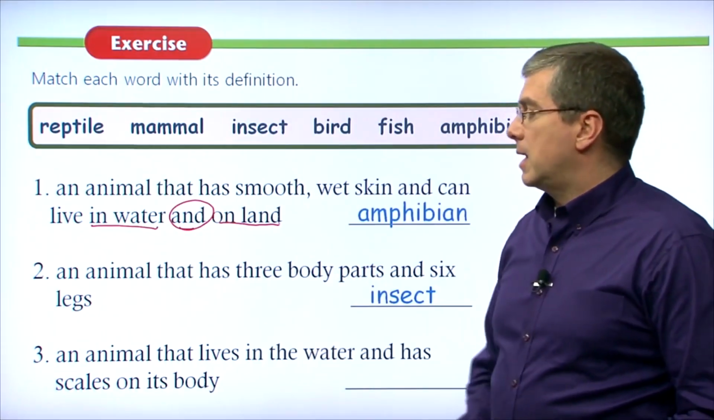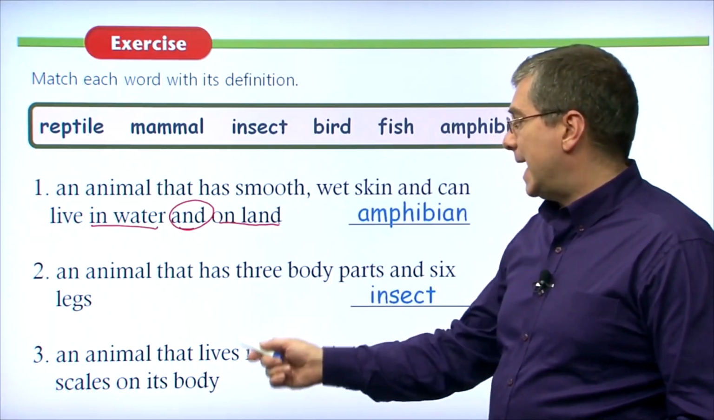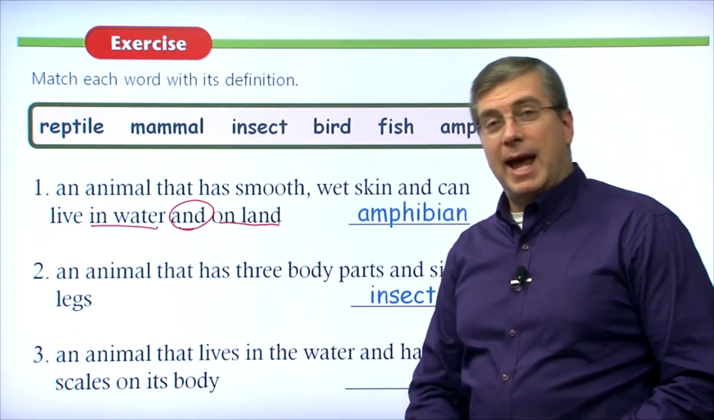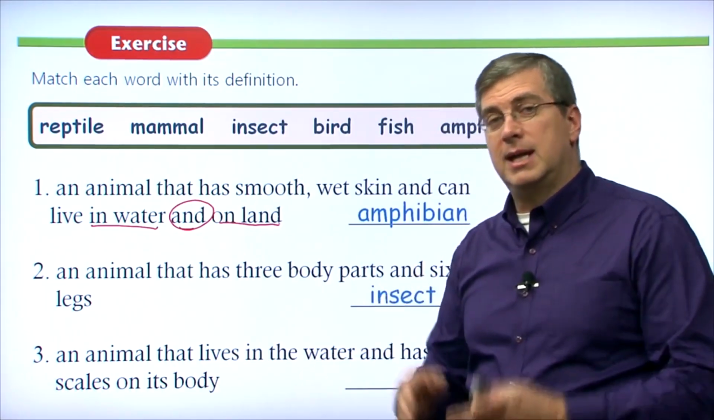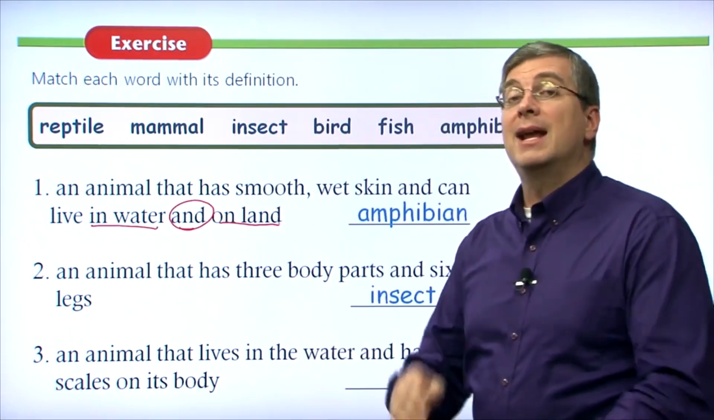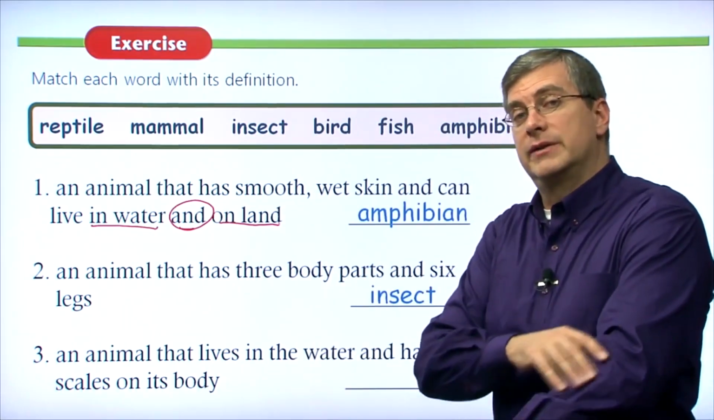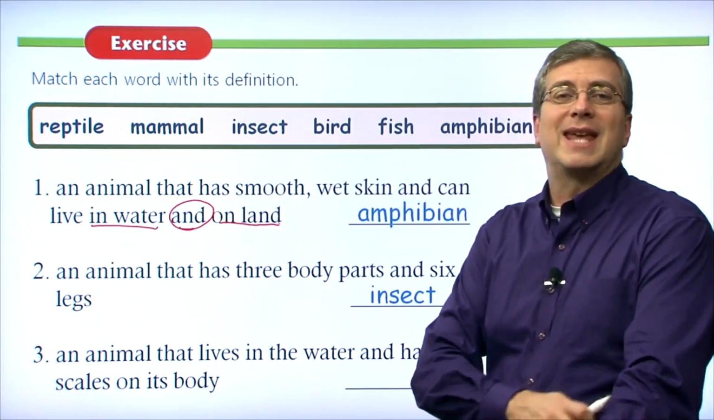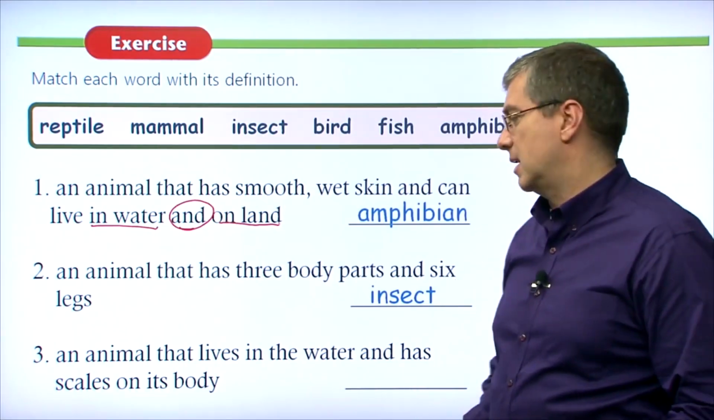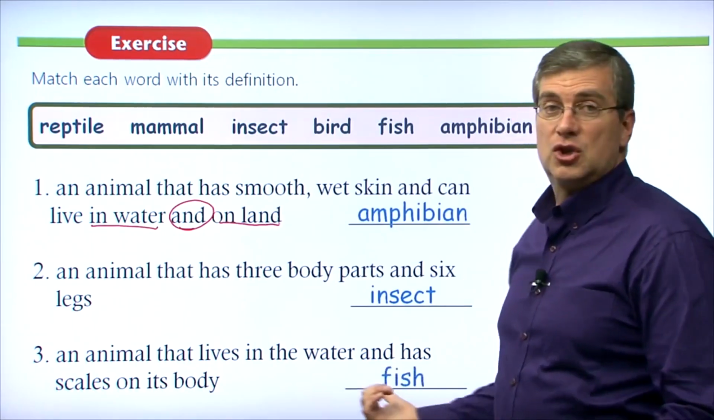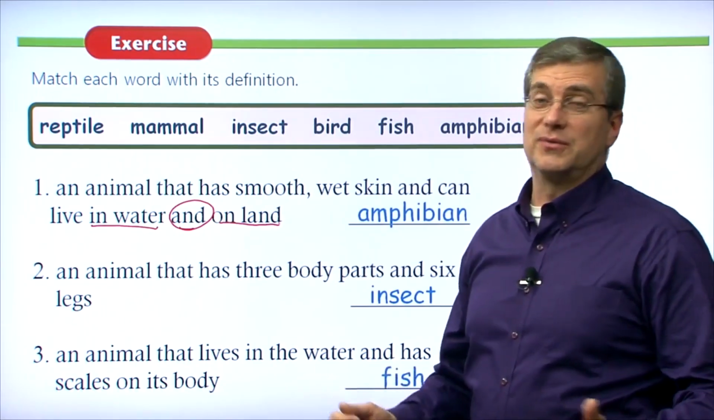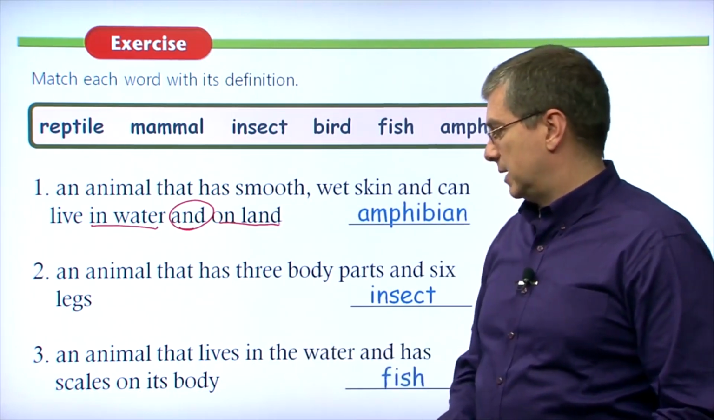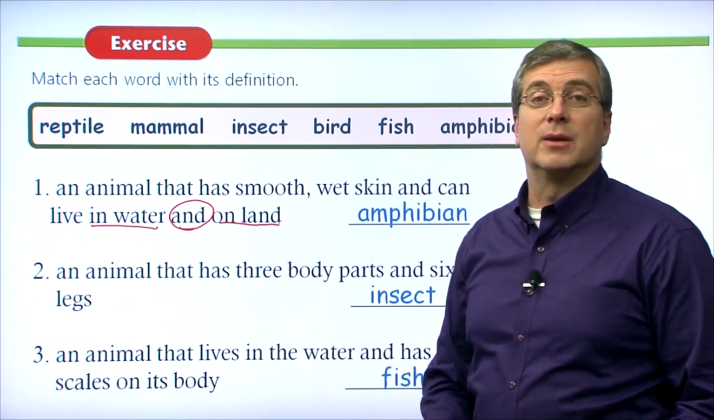Okay. Down here we have number 3. Let's move on. An animal that lives in the water and has scales on its body. It can breathe in the water. And it also has scales on its body for skin. It doesn't really have smooth skin. It has scales for the skin. What is it? It's a fish, right? We eat fish, of course. Fish is very good for you as a food. But these are animals that live in the water and have scales on their body.